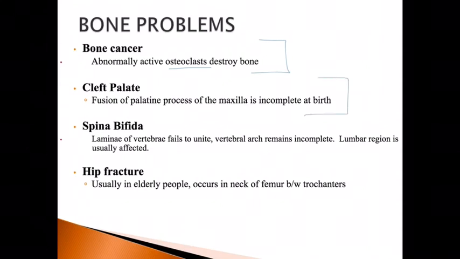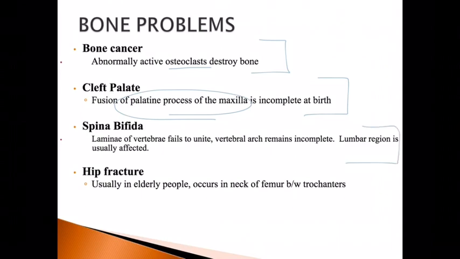There's something called cleft palate, and that's where the palatine process of the maxilla, which is around the roof of your mouth, is incomplete at birth. So you can see that it almost looks like their lip is malformed or something like that, and that's called a cleft palate, and that's something, like you said, that happens at birth.